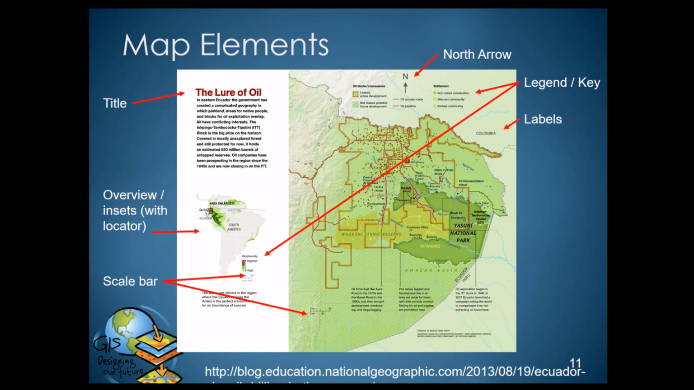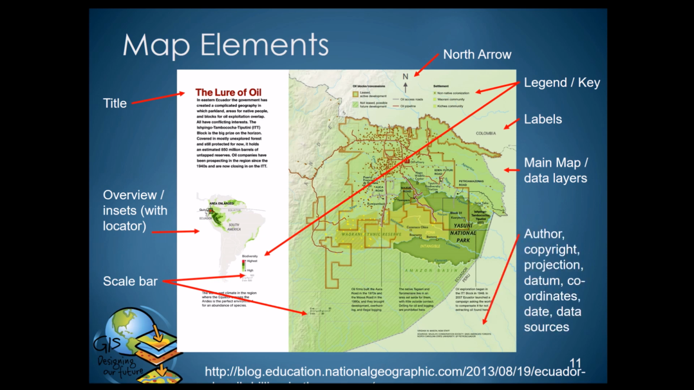We want to have labels in some instances. This helps with contextual information, but just make sure that they're not cluttering the space. And of course, we've got our actual data that exists in the map as well. And finally, we want to make sure that we get all this metadata information that's required. So the author, any copyright information, projection, datum, coordinate systems, and of course, where those data sources have come from and the date that they were derived or sourced as well.